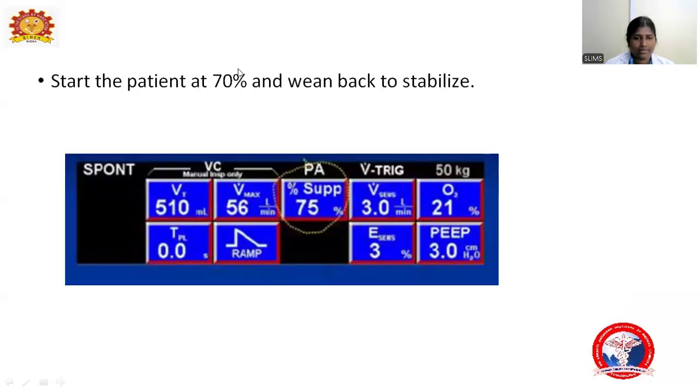So, for example, nothing is set here. There is no target volume. There is no target pressure also. We give only the pressure support from the ventilator. So, if the patient starts at 70% support, this is a percentage of support, not pressure support, and wean back to stabilize. Once the patient starts improving, then you can come down on the percentage of the support and stabilize the patient and wean accordingly.